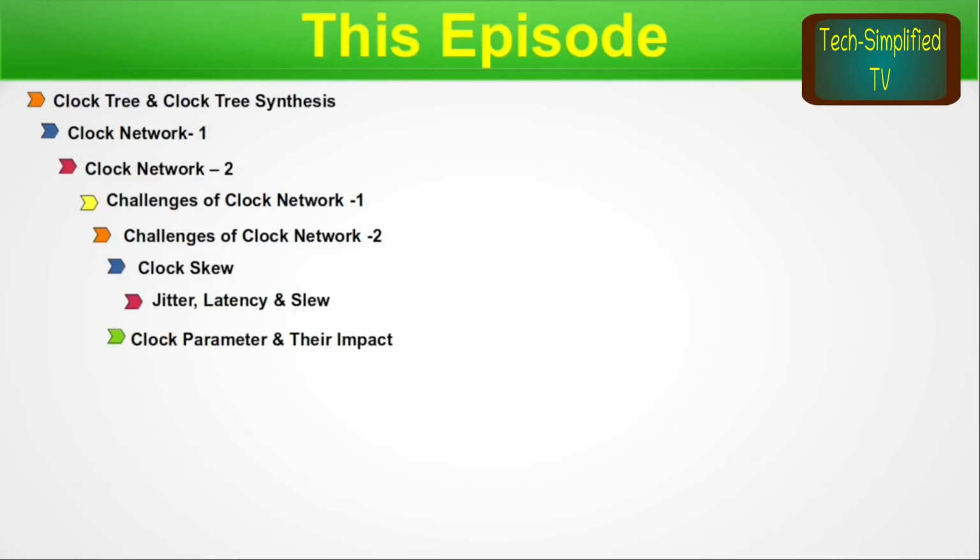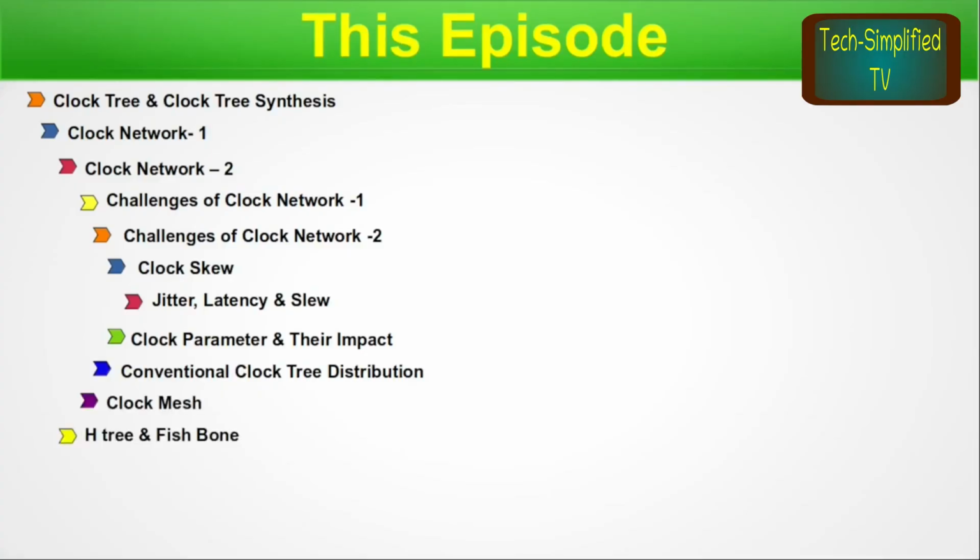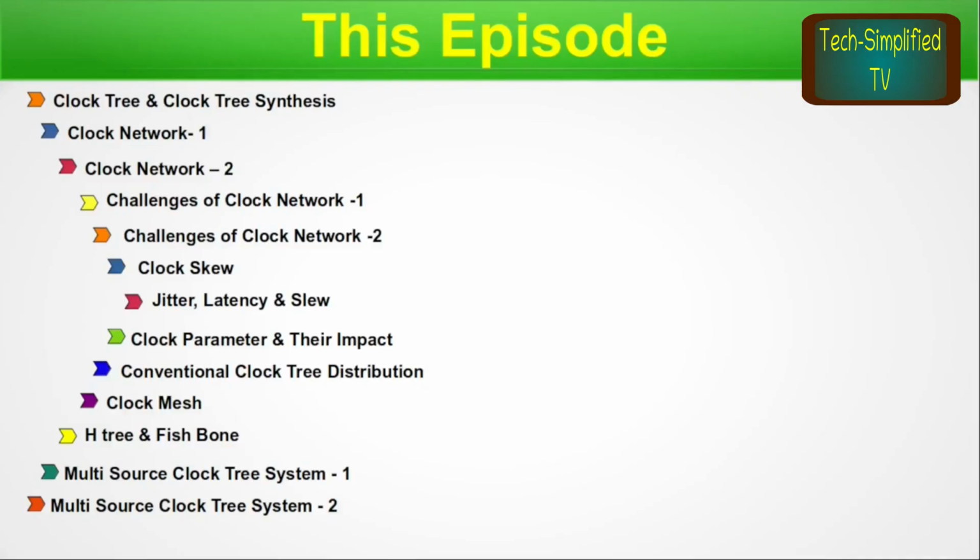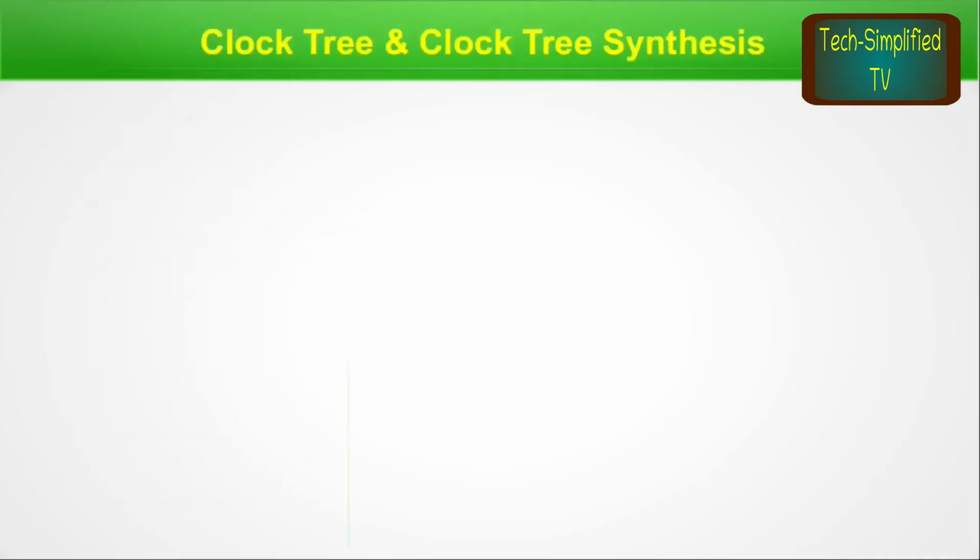Next, clock parameters and their impact. After that, conventional clock tree distribution. Next, clock mesh, H-tree and fishbone, multi-source clock tree system. And finally, there is another slide on multi-source clock tree system. So these are the pointers we will cover in today's episode. So now let's move to the first slide.